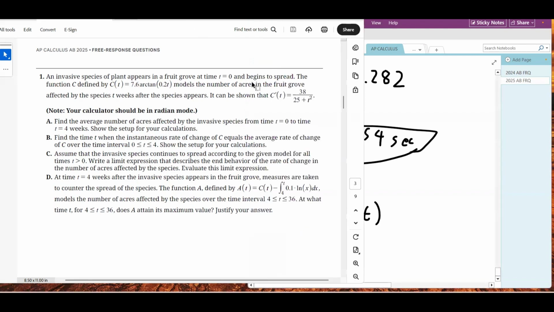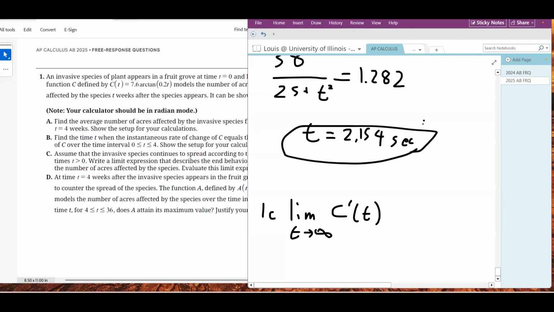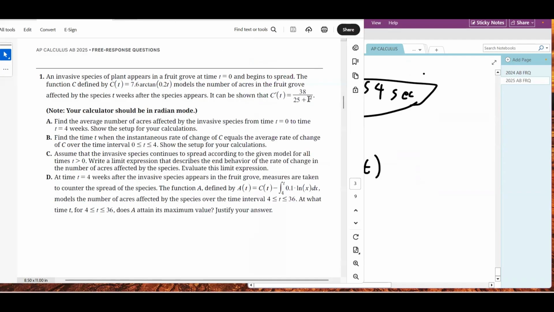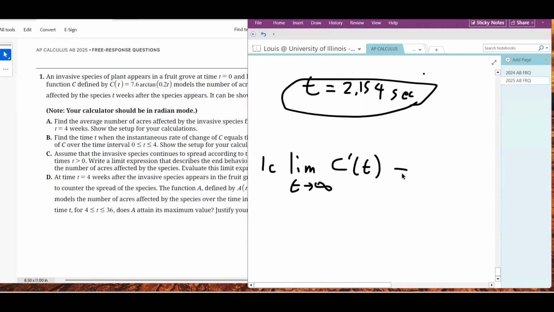Now look closely here. If t approaches infinity, we're going to have some very large number here, right? So if I put a huge number in for t in 38 over 25 plus t squared, that will approach zero. So in that case, all you have to do is write zero here. Okay. All right. Moving on to 1D.